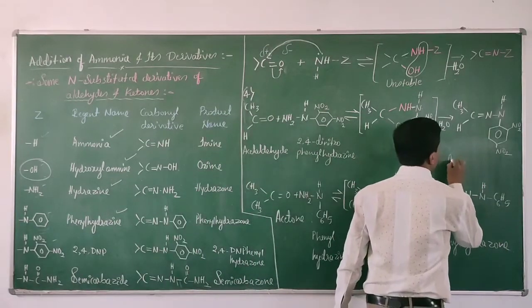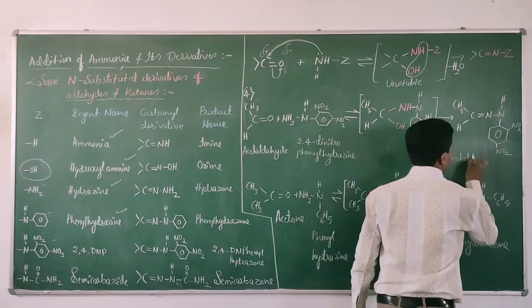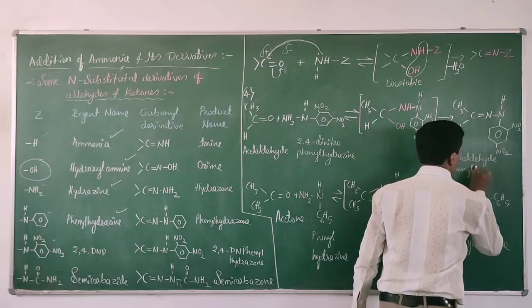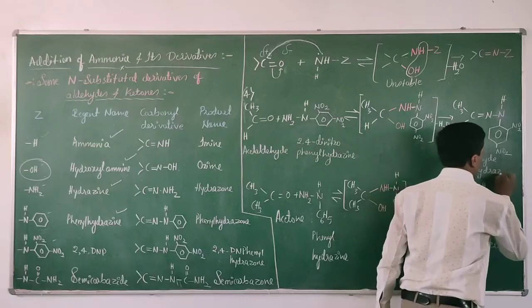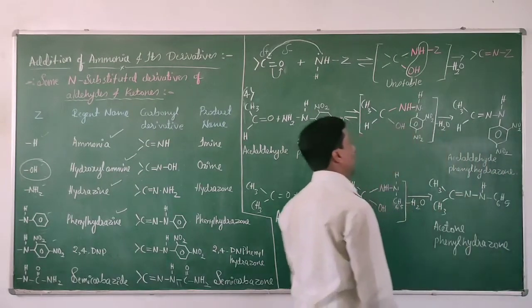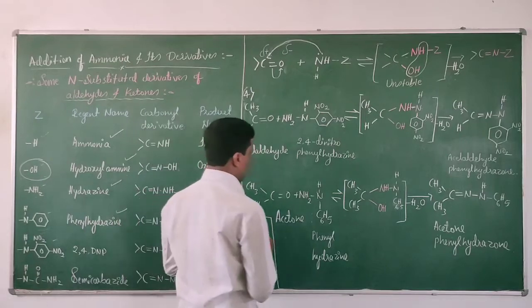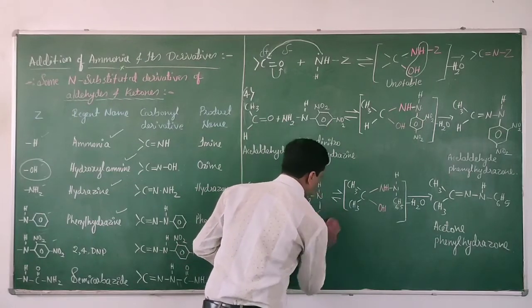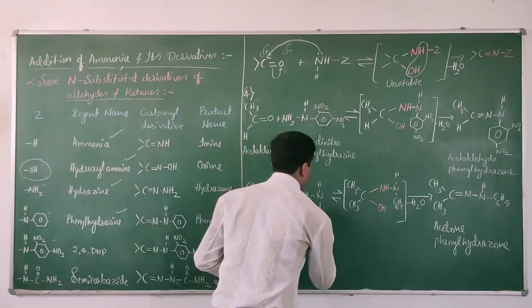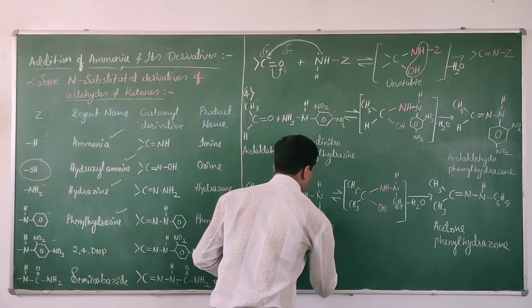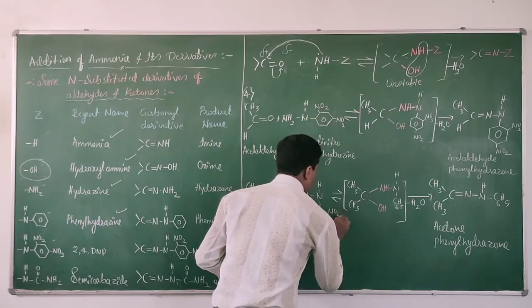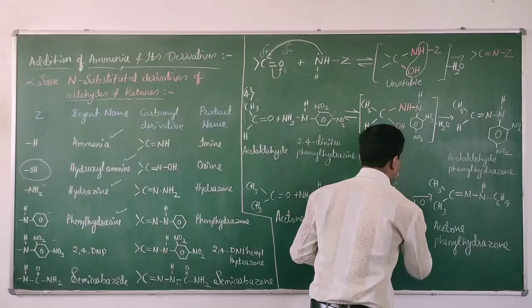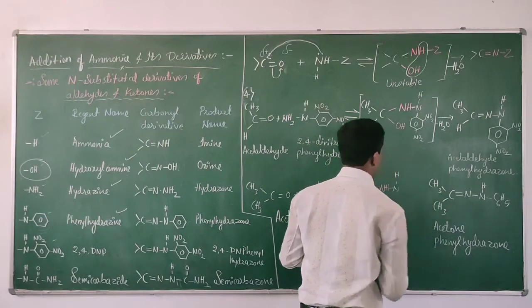The name of the product is acetaldehyde phenyl hydrazone. Okay. Here let us have that. Whenever acetone reacts with 2,4-DNP, I will write here. Let us have NO2 and N2. Here also in the same place I have to consider that one.